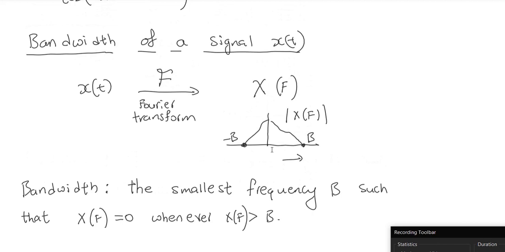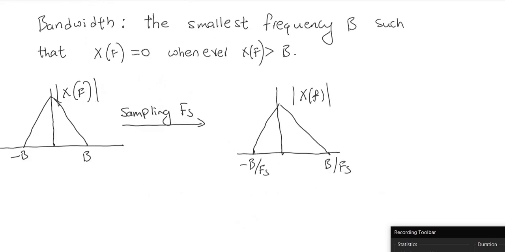To be consistent with the notation we're using, I converted all small f's into capital F's because all f's here are continuous frequencies. Based on our discussion above, if you sample a continuous signal whose bandwidth is capital B and look at the Fourier transform in the discrete domain, then the bandwidth of the discrete signal will be capital B over Fs. B will map to B over Fs and minus B will map to minus B over Fs. So if the bandwidth in the continuous domain is B, the bandwidth in the discrete domain will be B over Fs.